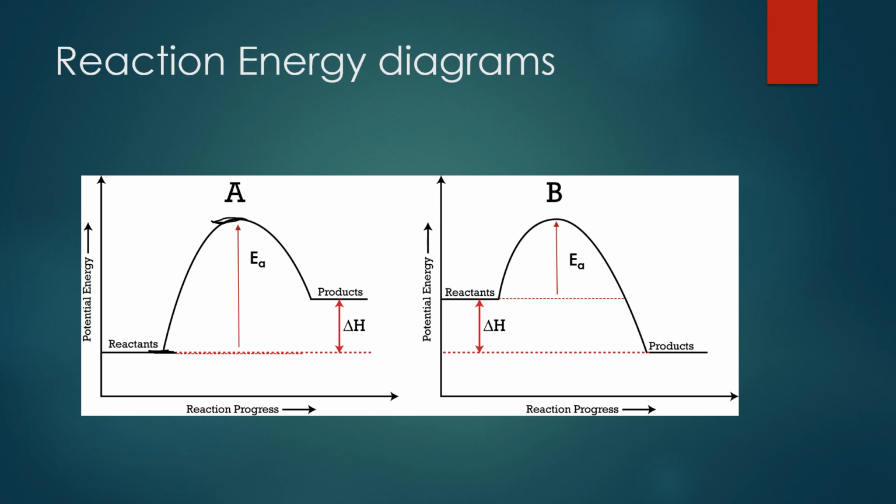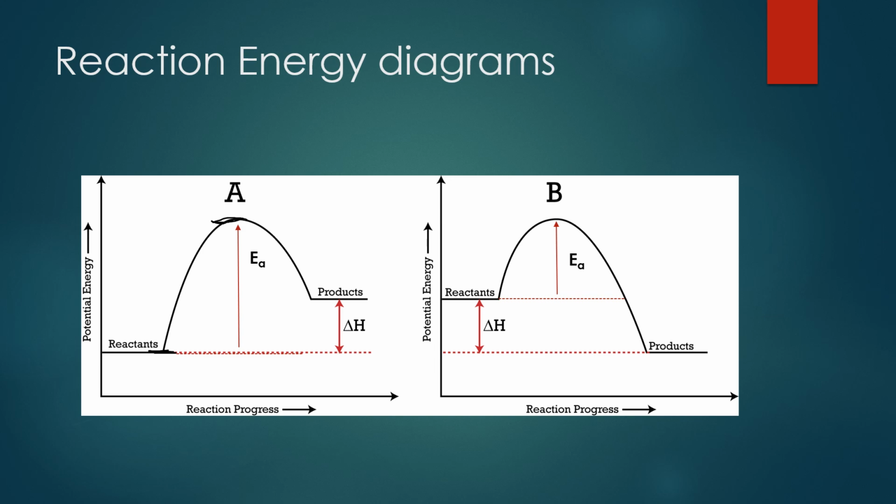So in diagram A here, my activation energy is pretty large compared to the last one. It's a fair distance. So I would assume that reaction A is going to happen slowly because it has a long way to get to the top of that hill. So the activation energy tells me the rate. It's going to be slow.